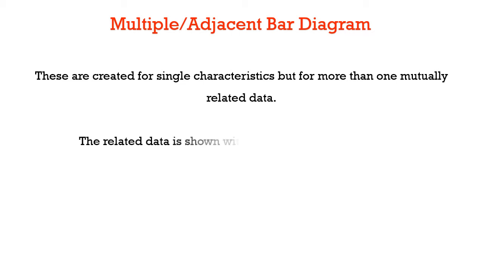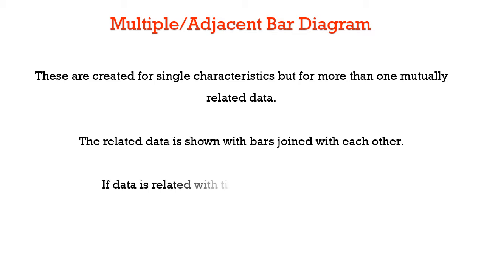The related data is shown with bars joined with each other. That means if we are talking about the population of 2011 and the gender is male and female, then male female bars are shown together. Then we move forward to the next year and again the male female population bar of that year is shown together. So we also know this type of diagrams as clustered bar diagrams. That's one another name for them.